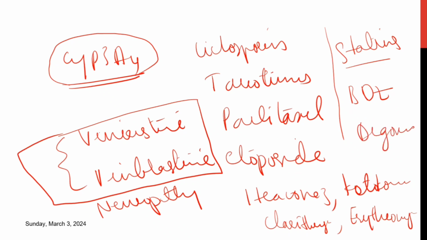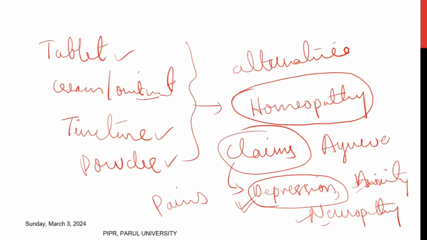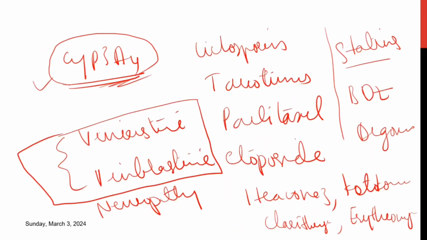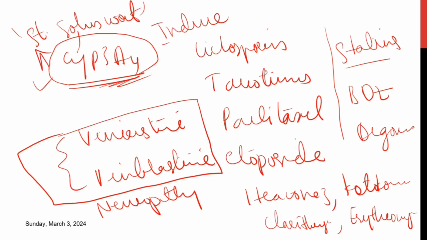So all these, along with so many other drugs, are metabolized by the cytochrome P3A4 enzyme. What St. John's wort does is, it will induce these enzymes, it increases the concentration of these enzymes.